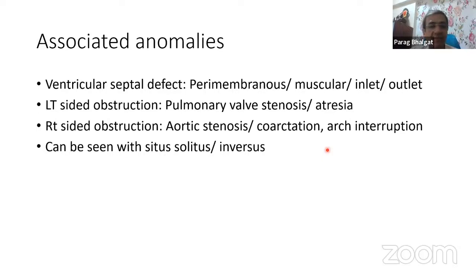It comes with a variety of anomalies: VSD, left-sided obstruction, right-sided obstruction, pulmonary stenosis, aortic stenosis. All these are seen in a high-volume setup. It can be seen with situs solitus, inversus, all possible.